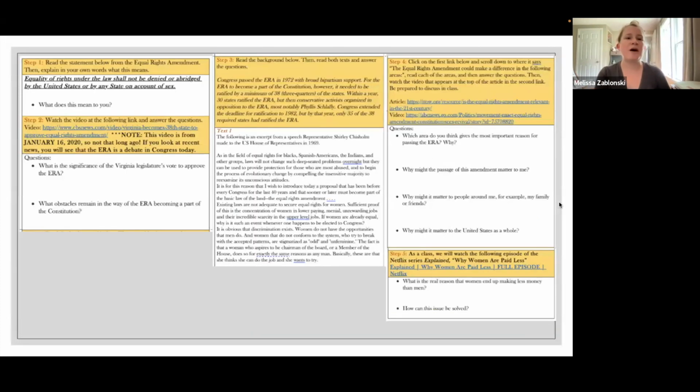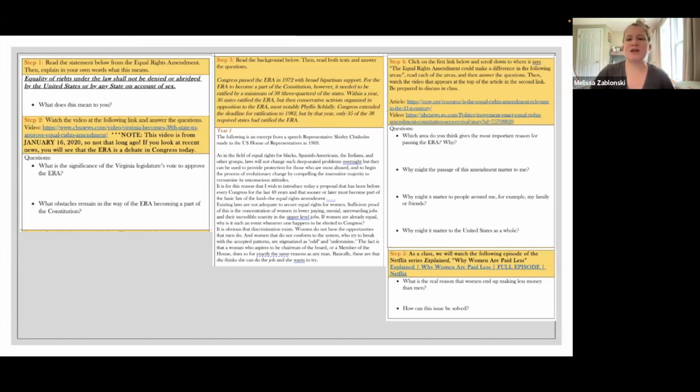So when we talk about the Equal Rights Amendment, we go through kind of a little activity as a class together where we look at 5 different steps, basically. So students learn about women's suffrage and the fight that women had to endure in order to get that right to vote.